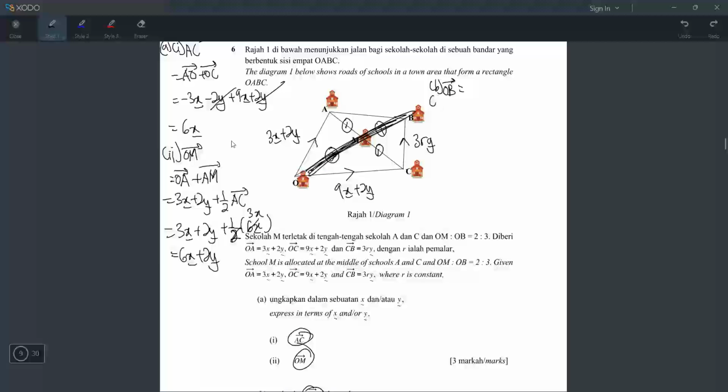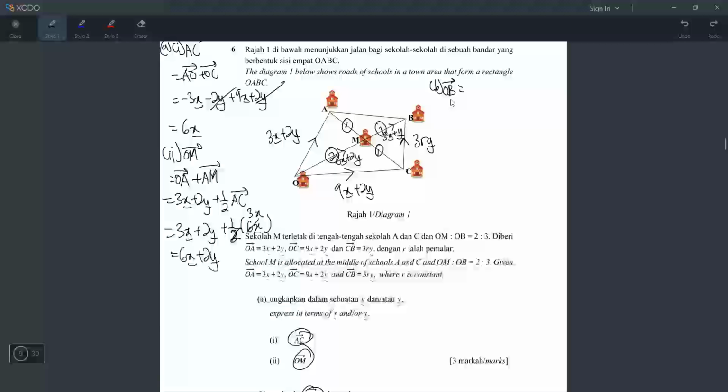So I think I can label inside. So O to M is actually 6x plus 2y. So this is 6x plus 2y. And do you remember they mentioned this is ratio 2 and this is ratio 1. So how to get the M to B? Just take 6x plus 2y divide 2. Then you will get 3x plus 1y. Okay, divide 2, because the ratio is 2 to 1.